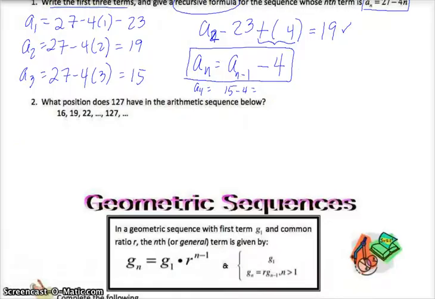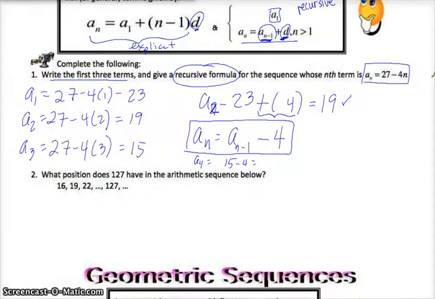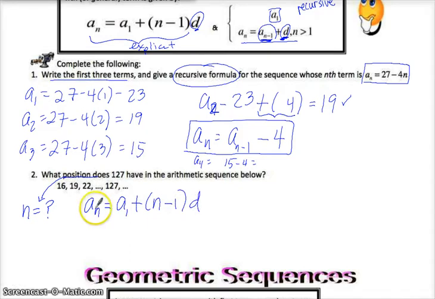Okay, next example. What position does 127 have in the arithmetic sequence below? So position, what is that talking about again? Remember, position is identifying what is n. So we want to use this explicit formula: a sub n equals a sub 1 plus n minus 1 times d. Well, we have to fill in the blanks here. We have to only have n as our unknown variable. That means we have to plug in for a sub n. Well, that's easy because 127 is our a sub n.